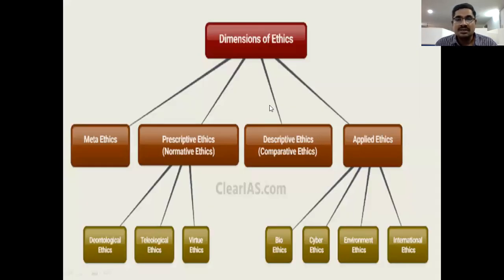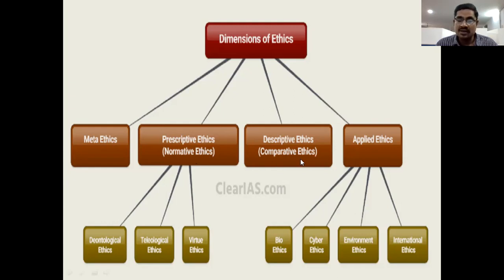Already we discussed these dimensions of ethics. Meta ethics is purely situation based. An unethical thing may be the ethical thing; based upon the situation, we can take an ethical decision. That is meta ethics. Next, prescriptive or normative ethics means rules based. Rules and regulations we need to follow. Those rules and regulations and those ethics are called prescriptive or normative ethics.